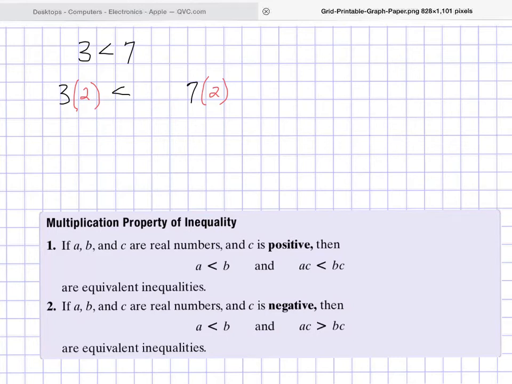Is that still a true statement? What's 3 times 2? 6. Is 6 less than 7 times 2, which is 14? Is 6 less than 14? Yes, that's a true statement. So what did we do? We multiplied by a 2. We multiplied by positive 2 here.